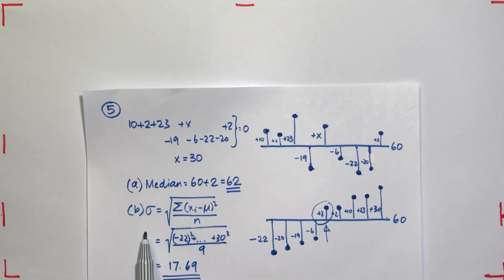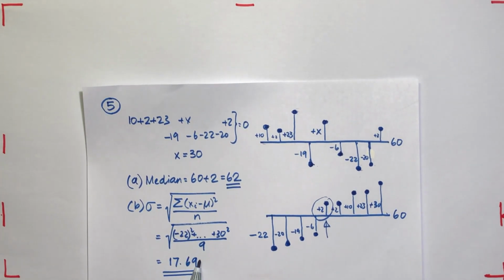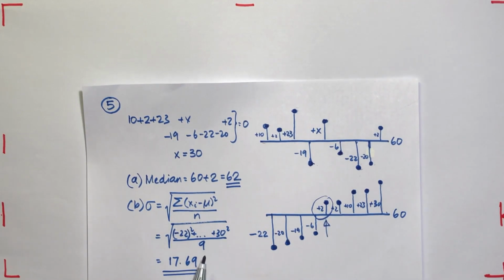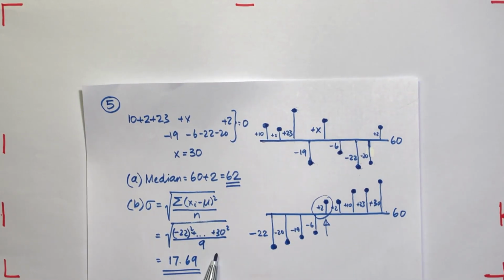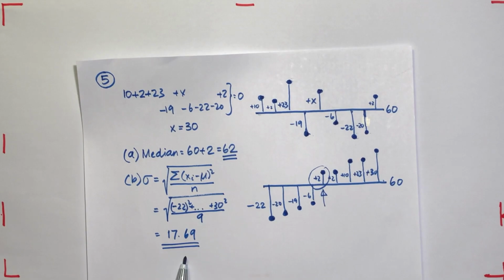B, to calculate the standard deviation, we have the standard formula, which is the sum of the square of all the deviations divided by the number of samples, and the deviations are given, so we just square all these numbers, and then divide the whole thing by 9, take the square root, and we have the standard deviation 17.69.